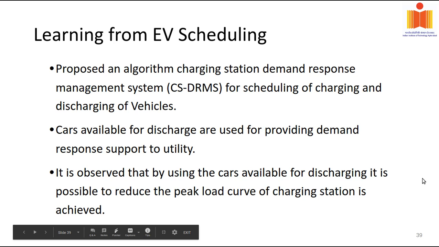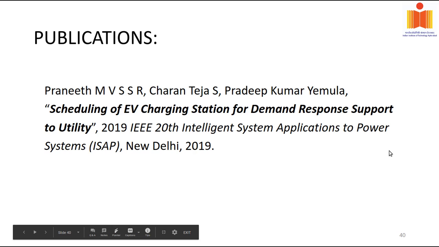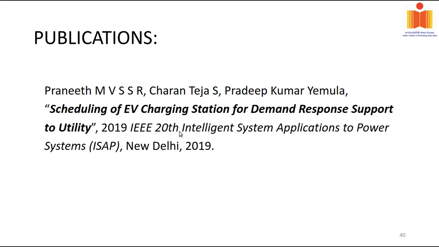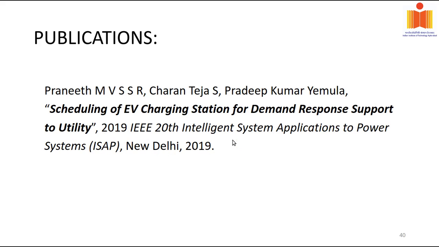So finally, what are the learnings from EV scheduling? We propose an algorithm for charging station demand response management for scheduling of charging and discharging of vehicles. Then cars available for discharge are used for providing demand response support to the utility. And finally, the last observation: by using cars available for discharging, it is possible to reduce the peak load curve of the charging station. Based on this, we have one paper in the IEEE ISAP conference, Intelligent System Applications to Power System.